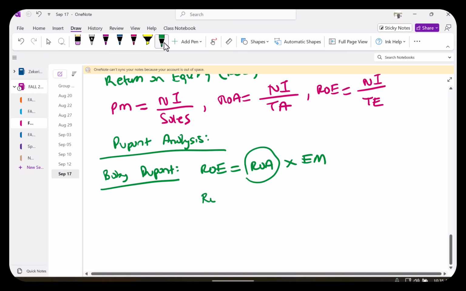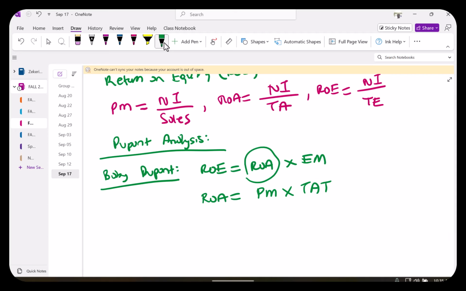Oddly enough, you could also write ROE as profit margin times total asset turnover. Remember, return on assets is how much money do you make per dollar invested into the business. The first one, PM, says how much money do I make per dollar of sales? The second one says how much sales I generate per dollar of assets. So together they determine return on assets. This is also kind of a decomposition.